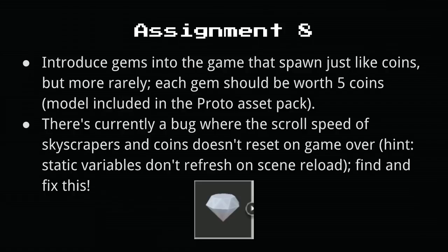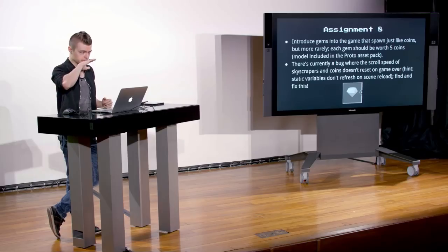So assignment 8 is going to be pretty simple. For the second part, there's a bug in the game where if you die over and over again, the scroll speed never resets. So it'll just keep being faster and faster forever. But it's a one-line fix, and I want you to find where to fix it, given what we've seen today. There's a hint here about static variables. It'll also be detailed in the spec as well. But this is an easy part.